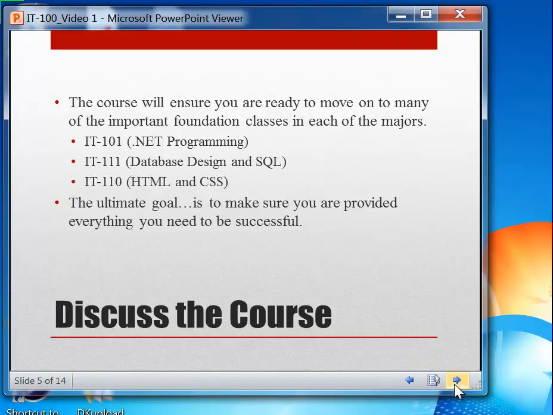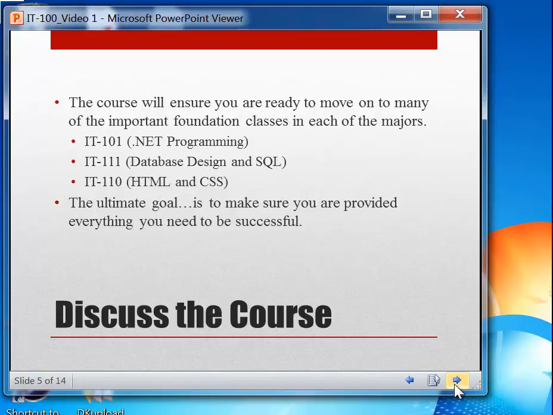Once again, for all my programs, HIT excluded, our HIT Informatics does not have to take all these courses, but mostly all our programming courses do. There's .NET 101, IT 111, which is Database Design and SQL, and IT 110, which is HTML and Cascading Style Sheets. I consider these our foundation courses. These are the courses you must master to really be able to be successful in this program.